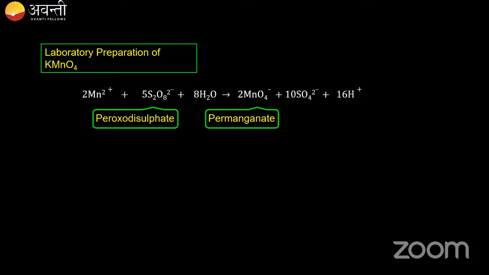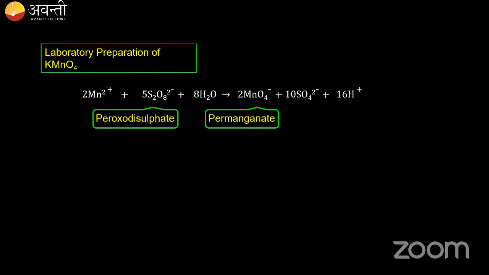Here we have to take some manganese salt, a salt containing manganese 2 plus, and we have to add peroxodisulfate. S2O8 2 minus is called peroxodisulfate. By adding water to it, we get MnO4 minus, permanganate. Sulfate ion is coming out, and H plus is coming out.